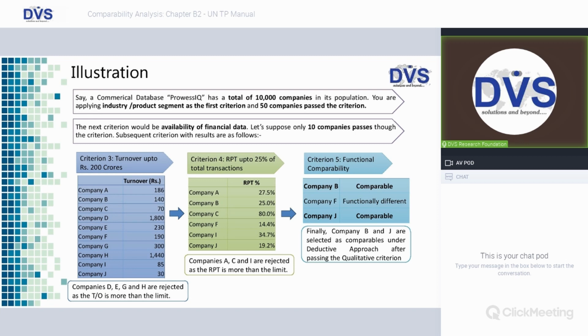Here, say for example, we are using up to 200 crores. So which of these 10 companies are satisfying the turnover criterion of up to 200 crores? Then the criterion for RPT, up to 25% of the total transactions. After applying all these quantitative criteria, we are left with three companies, that is company B, F, and J. Then comes functional comparability. So we need to do a qualitative analysis and confirm whether the comparable companies which we have got after using the quantitative criteria are comparable in the true sense, qualitatively comparable, or whether they are functionally different. So this analysis can be done.